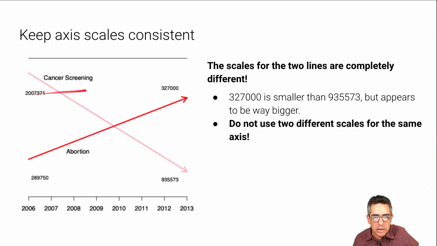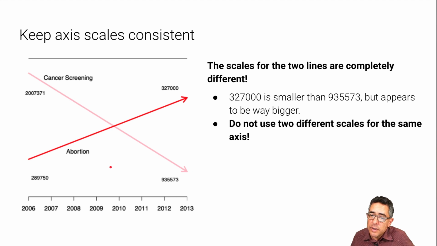This is 2 million and this is 300,000. This is 290,000 and this is 900,000. So obviously these 2 vertical scales cannot possibly be the same. So it doesn't really make any sense from a good data visualization perspective to be showing these 2 lines as if they were lines that correspond in the same XY coordinate space.